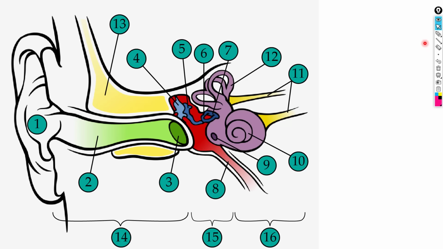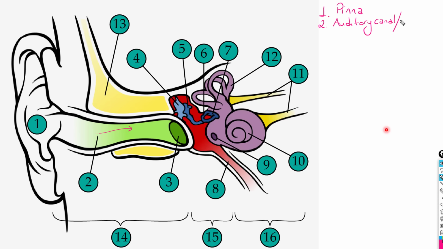Now this is another structure of ear. Let's quickly label this all. Number 1 is going to be outermost cartilaginous part of it, which is pinna. Then the number 2 is a canal which is transferring the sound waves. It's going to be auditory canal or meatus. And number 3 is going to be a tympanic membrane or the eardrum.